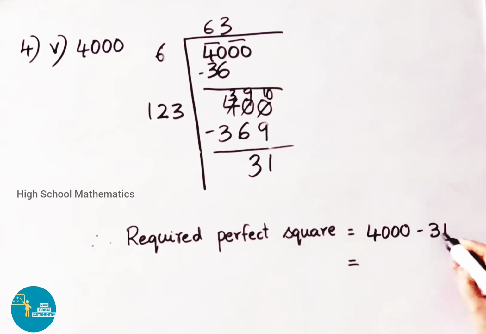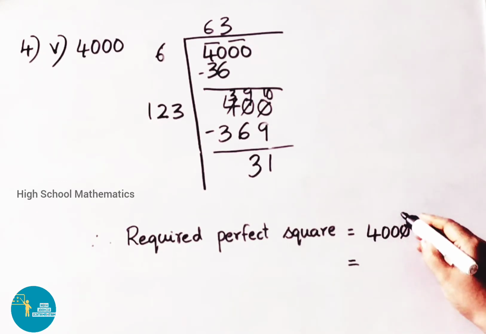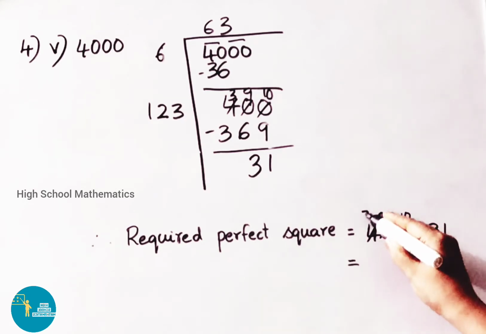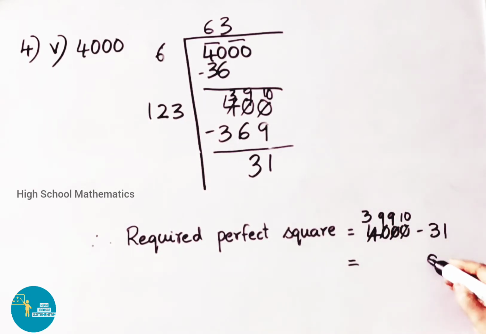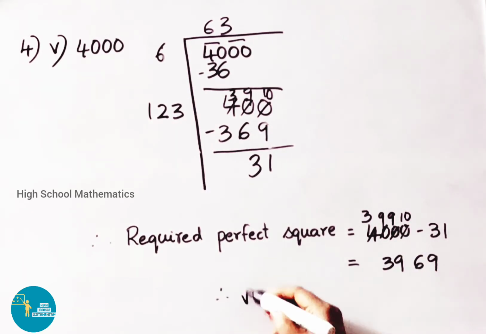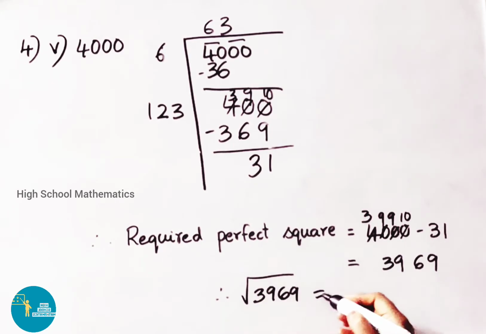So from 0 we can't subtract 1. So let us borrow from this 4. First 0 becomes 10, remaining 2 zeros become 9 and this 4 becomes 3. 10 minus 1, 9. 9 minus 3, 6. Write on this 39. Therefore, square root of 3969, answer is 63.